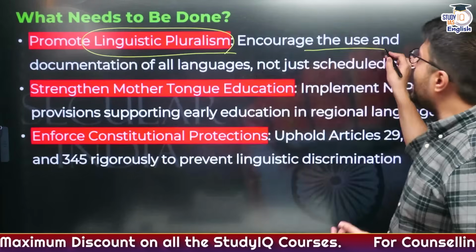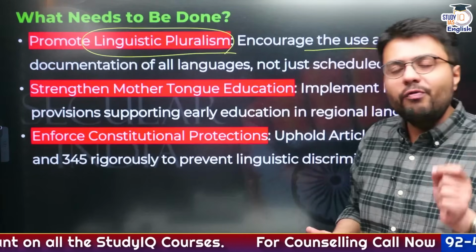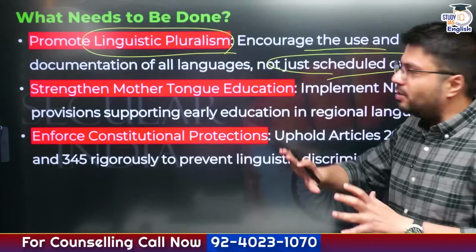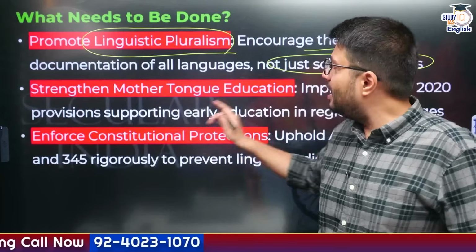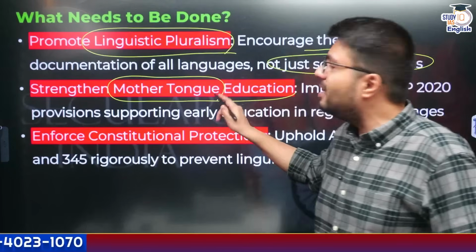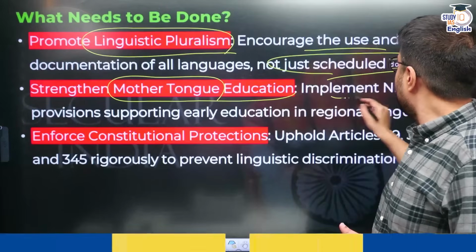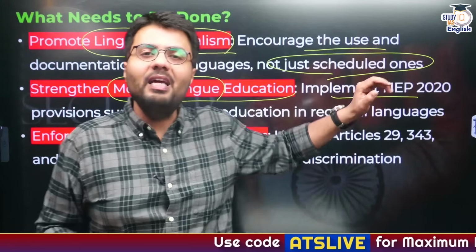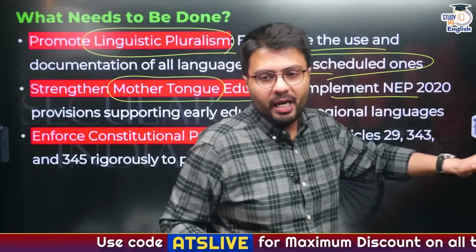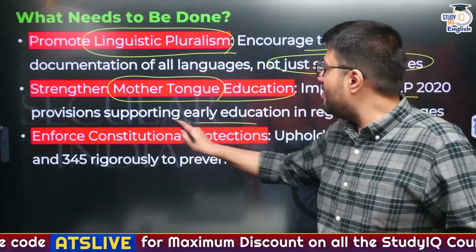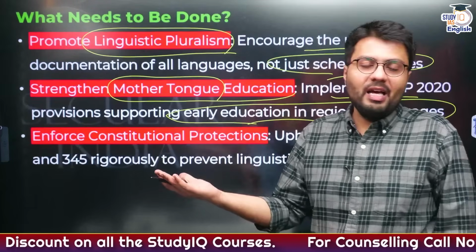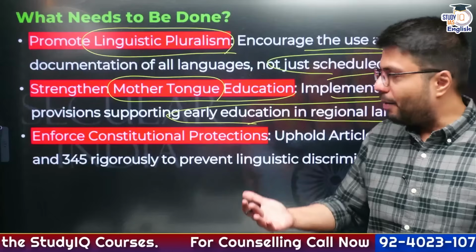And we can do so by encouraging the use and documentation of not one, not two, but all languages in India, not just the scheduled ones. Similarly, we also need to strengthen education that should be provided in the person's mother tongue, because it can be implemented, and even the government feels so, as stated in the new education policy of 2020. So it should provide especially the early education in the regional languages so that no one is lacking the educational part of their build up, right?